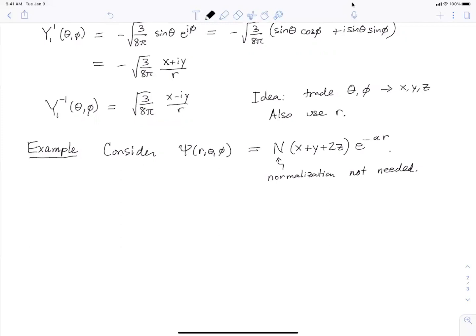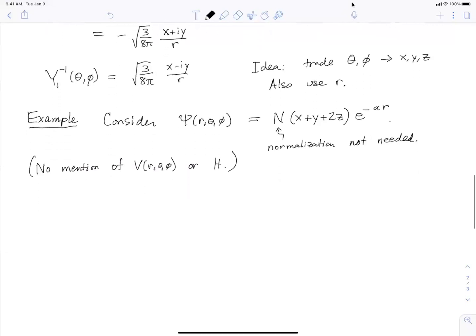And I'm also refusing to tell you what this wave function is the solution to. In particular, I'm not going to tell you what potential there might be, or even what the Hamiltonian is, again, because this isn't going to matter for the problem. So what is the problem?